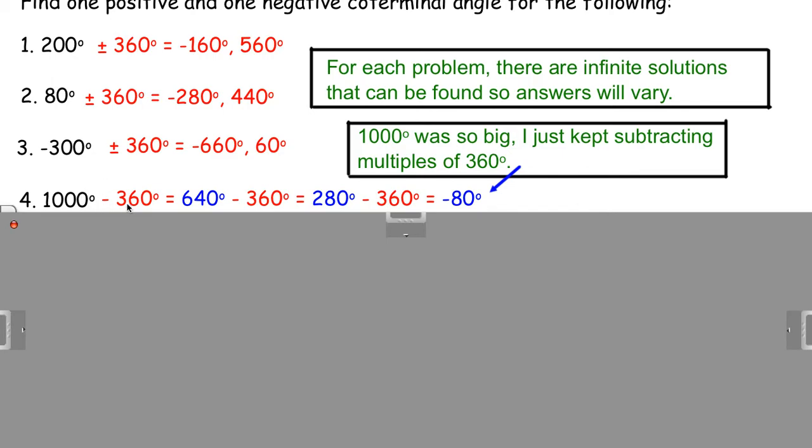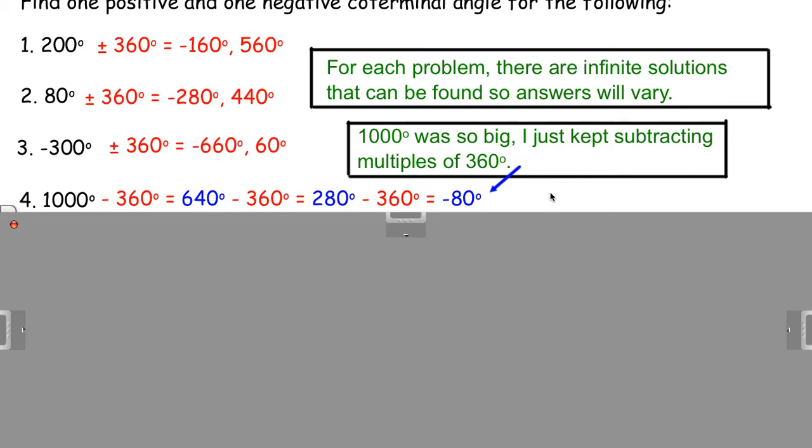So I subtract 360, I get 640. That could be your positive angle. But I still have to keep subtracting because I'm not at the negatives yet. So then I get 280. That could be your positive angle. But again, it's still not negative. So I subtract 360 and I get negative 80 degrees. So that's my negative. But if you wanted to subtract another 360 and give me negative 440 degrees as your negative angles, that would be okay too.